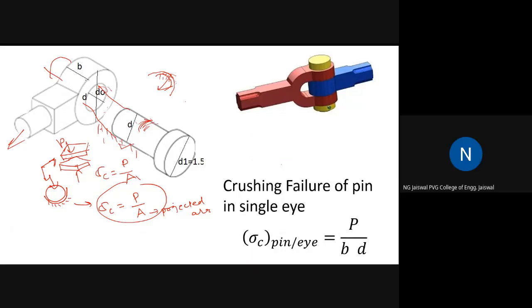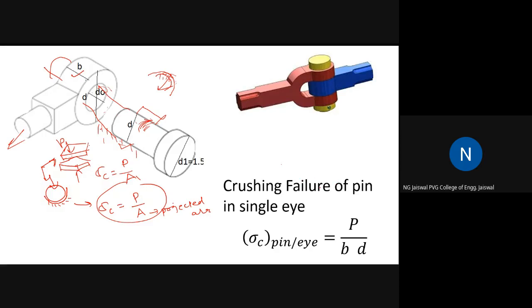You can see now the crushing failure of the single eye is equal to P upon B into D, because B is the length which is in contact. When you insert the pin, which length of the pin will be in contact? B length, because the width of this is B. Therefore, B width of this will be in contact of this. So that's why B becomes a length, and diameter D becomes the B into D.